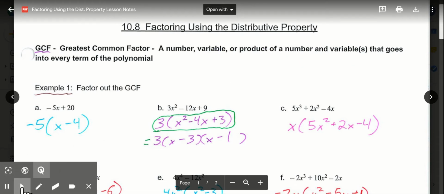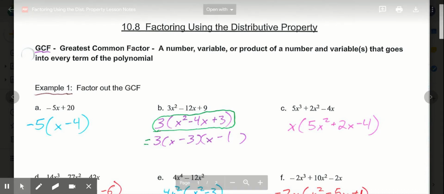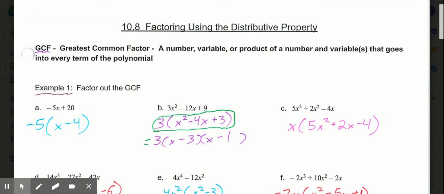So then, looking at today's pieces, we're also looking at the idea of a greatest common factor. Now, greatest common factors can be a number, a variable, or a product of a number and variables that goes into every term of the polynomial. So we'll explore that in our first few examples to make sense of the greatest common factor now being more than just a number in some cases, also being a variable or a mix of a number and multiple variables.